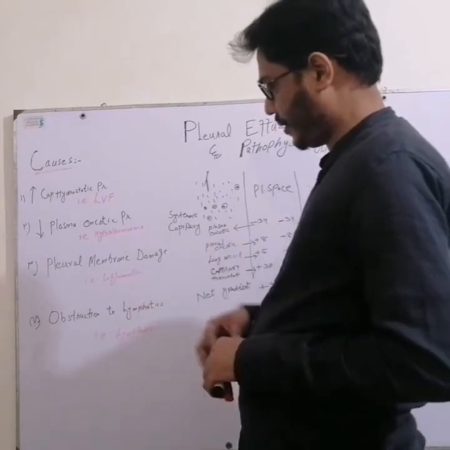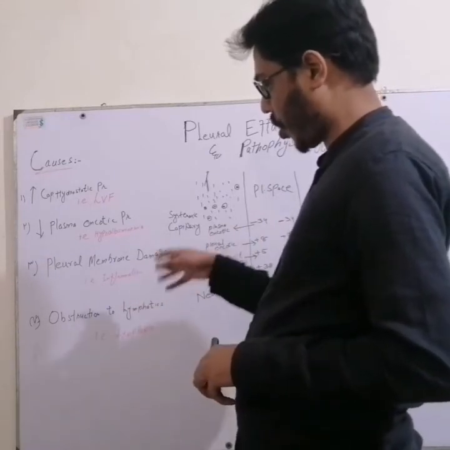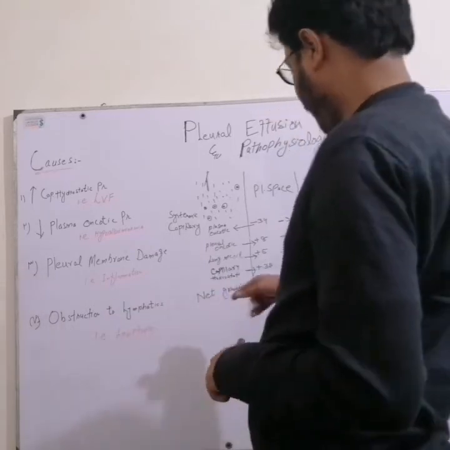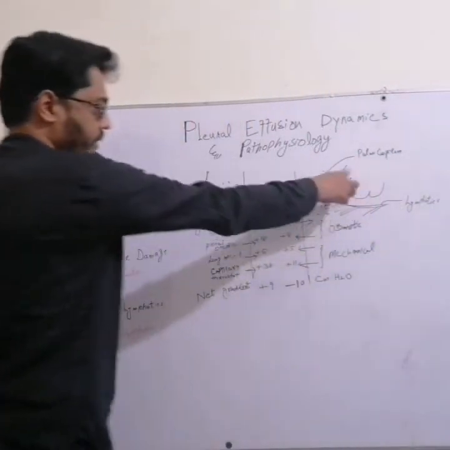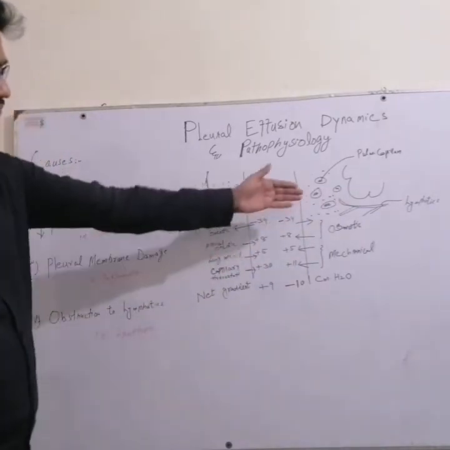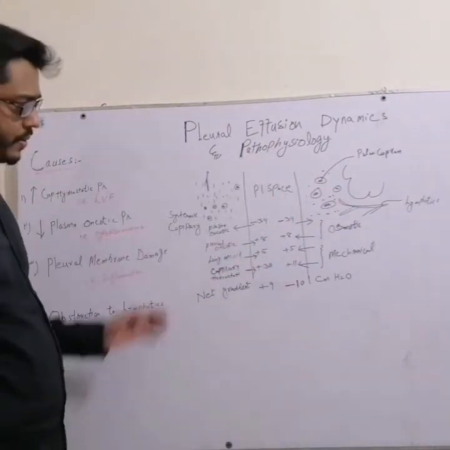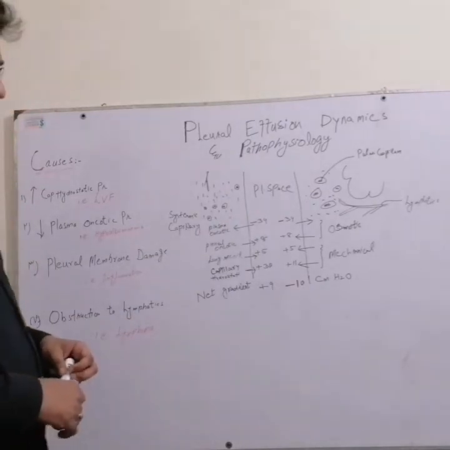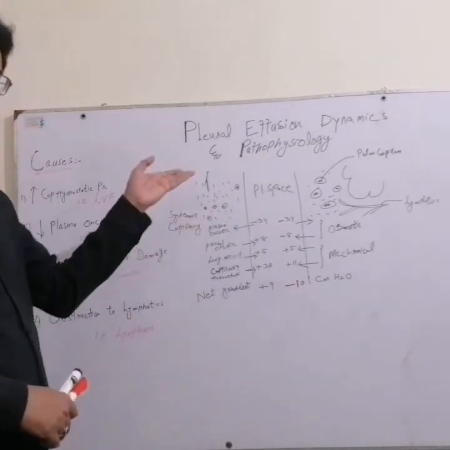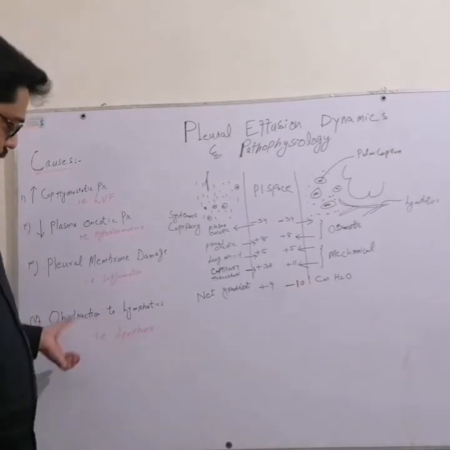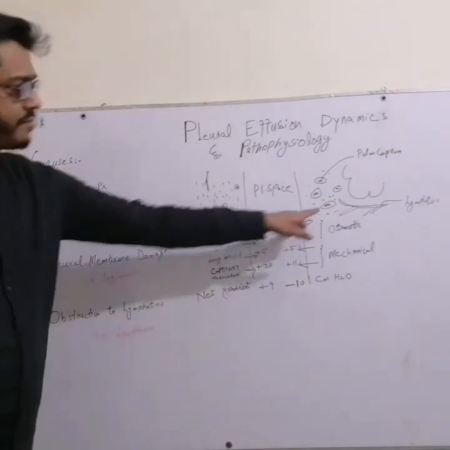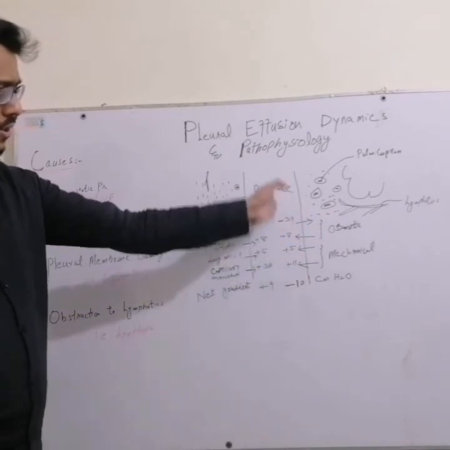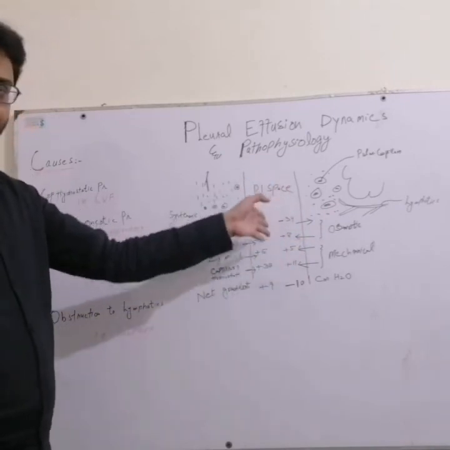The fourth important mechanism or cause of pleural effusion is obstruction of the lymphatics. You can see here that the lymphatics drain the fluid out of the pleural space into the pulmonary circulation and then into the systemic circulation. So whenever there is obstruction to these lymphatics, that will lead to the accumulation of fluid in this potential pleural space.